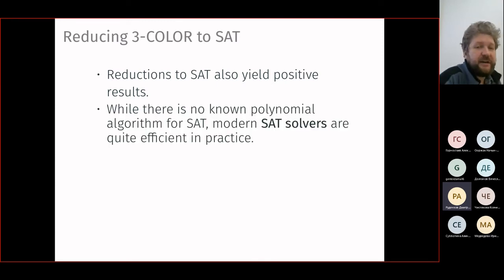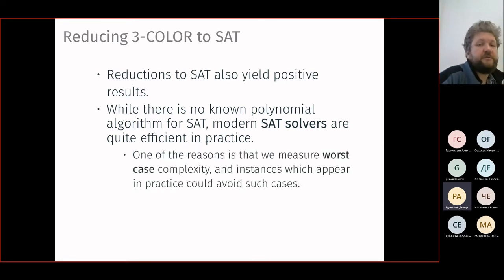Actually, in practice, there are SAT solvers which are quite efficient. They are not polynomial, but they are quite efficient in practice. One of the reasons could be that we measure worst case complexity, and some instances which appear in practice could avoid such cases. So what ways of SAT solving do we have by now, which we discussed in class? We have brute force, right? We can just try all the possible assignments and find out which is the good one.